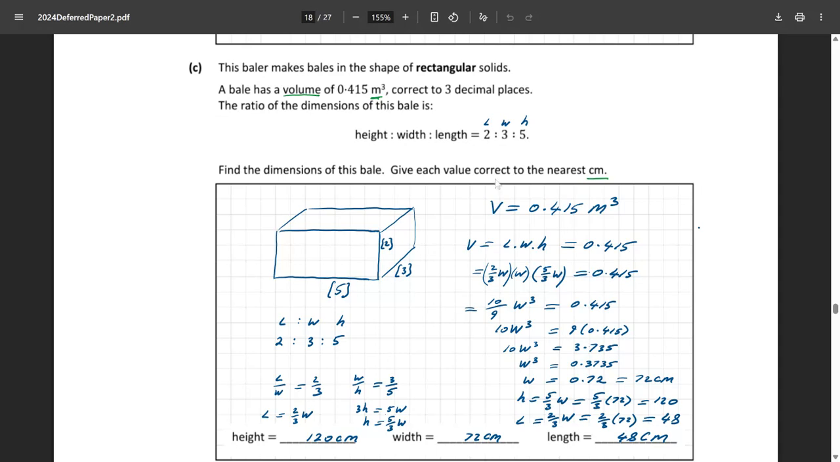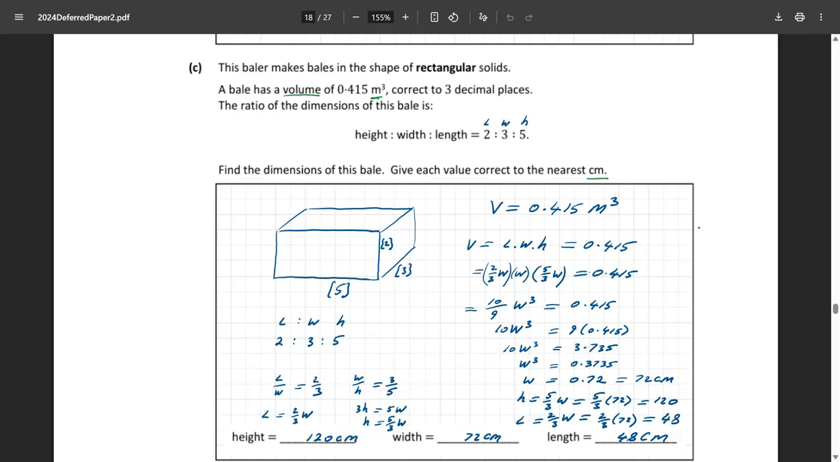Now, we're told something else. We're told that the ratios of the three sides are 2:3:5. So, for example, that could be 2, 3, and 5. Now, they're not the lengths, they're the ratios. What we're saying is for every 2 that goes up, that goes back 3, and that goes back 5. So that's the ratio, 2:3:5.